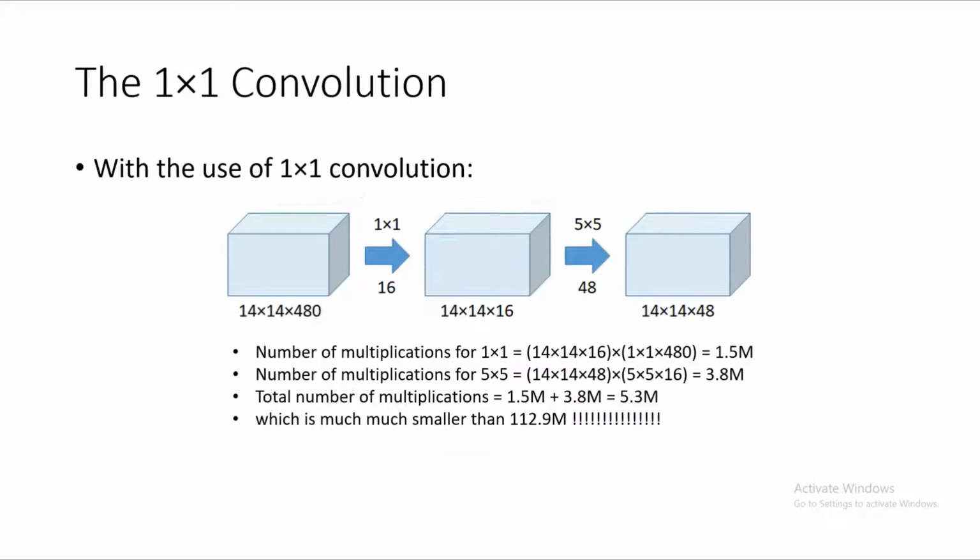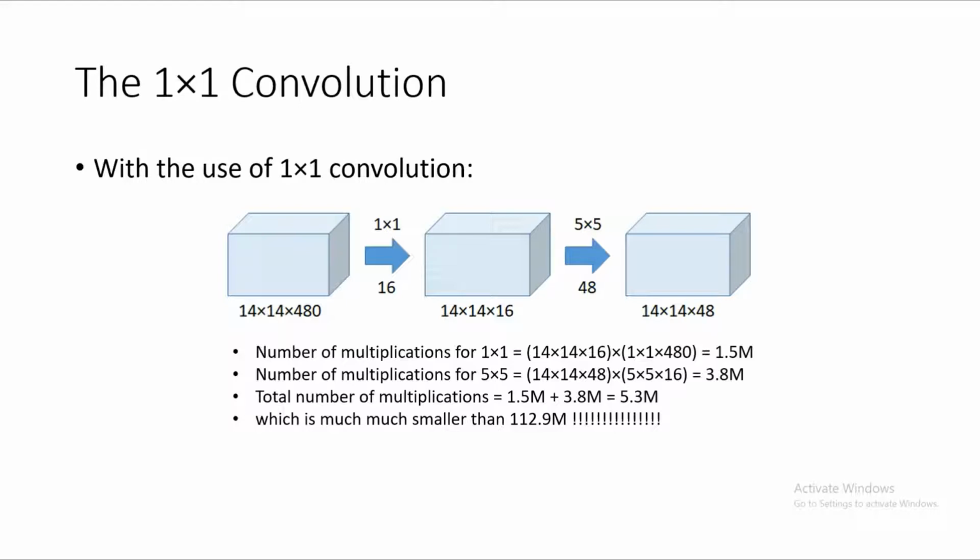So we need to go for some alternative. When we perform the 5 by 5 convolution in two steps, first reducing the depth by 1 by 1 convolution, and then the 5 by 5 convolution with the desired depth size, this requires this many multiplications, as we can see here.